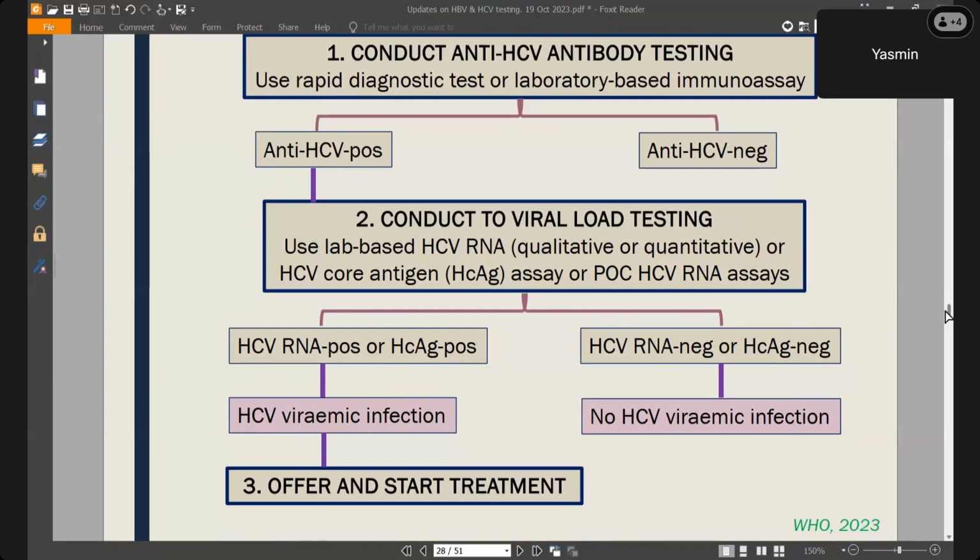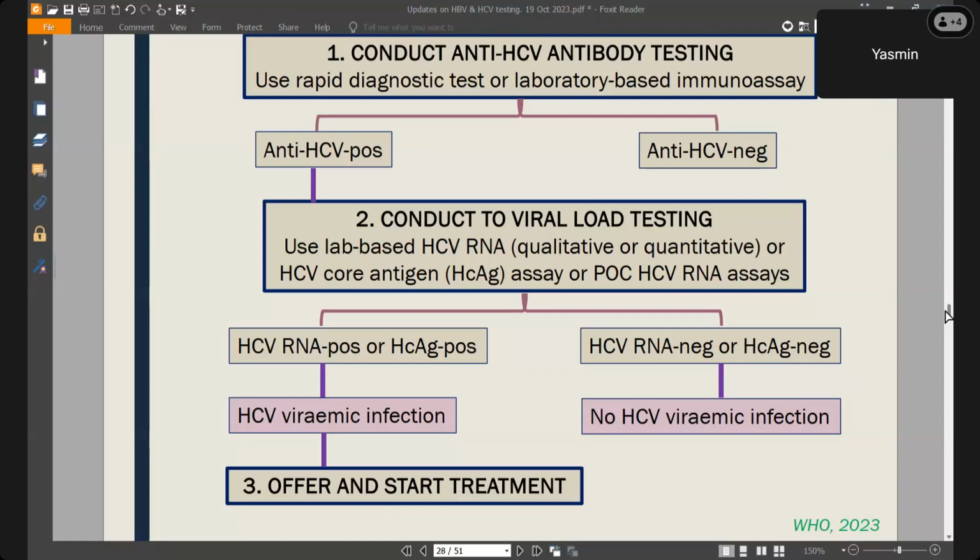Now, the viral load testing, this is 2023. So in other words, this reflects all the guidelines that have come up since 2016. Right? So this is the latest recommendation. Whether or not we want to follow, it's up to us. But as far as viral testing, we are doing the lab-based HCV RNA qualitative testing. But the other one that they have suggested, all right, is the core antigen assay. The new one, of course, is the point of care HCV RNA assay. Okay, that's the new one. So it can be any of these.